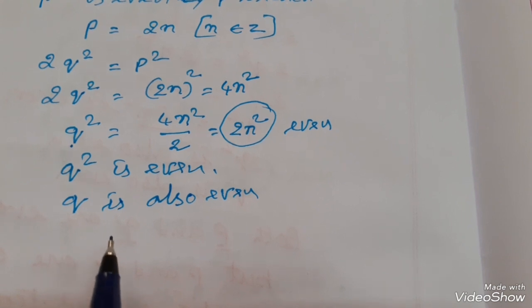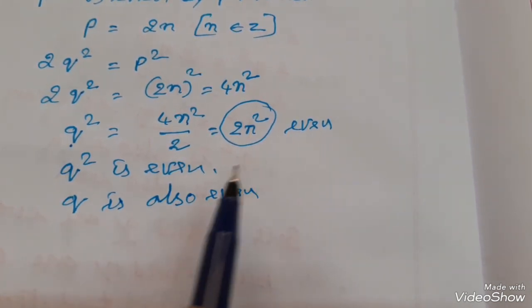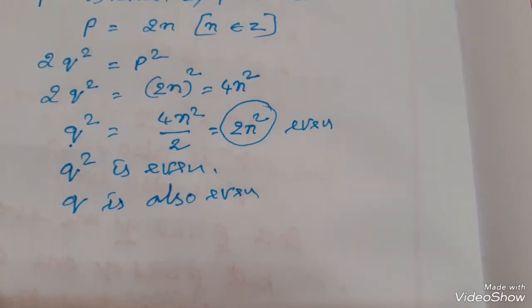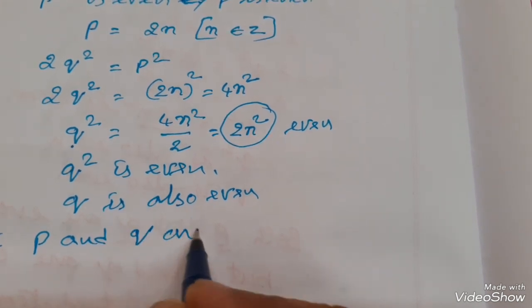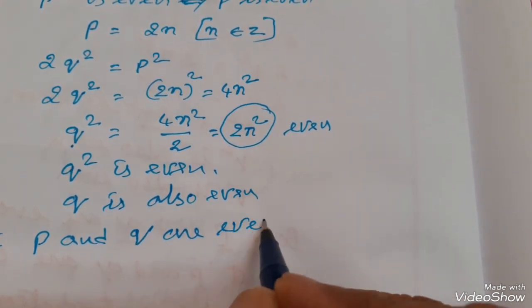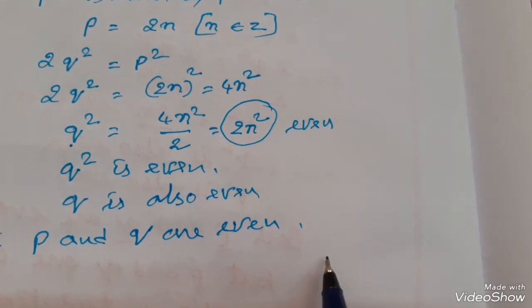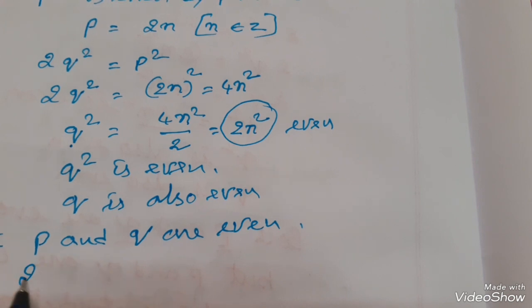So already we know p is even and q is even. So what we have here is that both p and q are even. Both p and q are even. But then 2 is a common factor here.